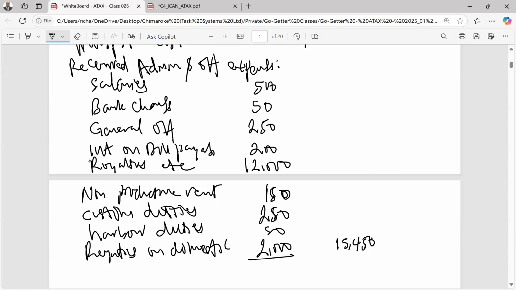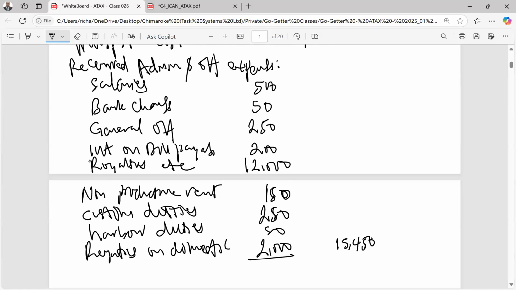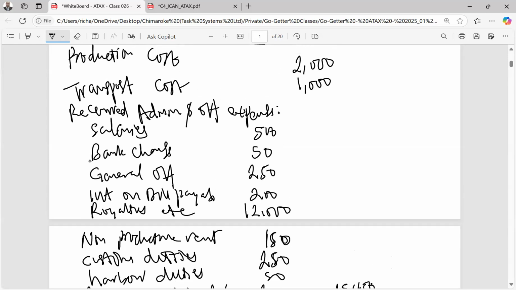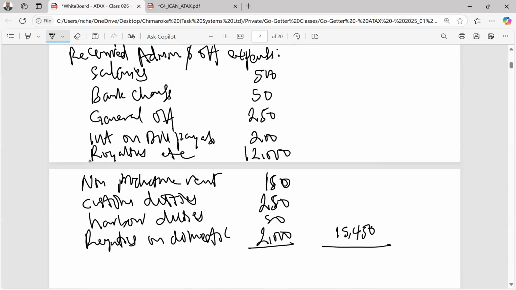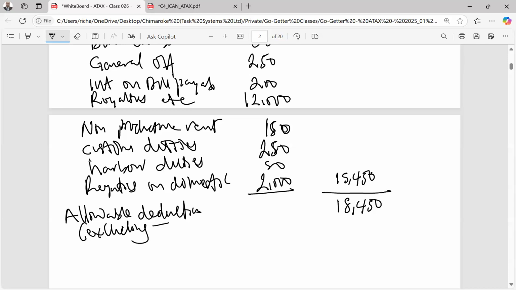15,450. Now, all of these are supposed to be your allowable deductions. So let me add all of these here. 15,450 plus 3,000 is going to be 18,450. Now I will call this one allowable deductions excluding TET.